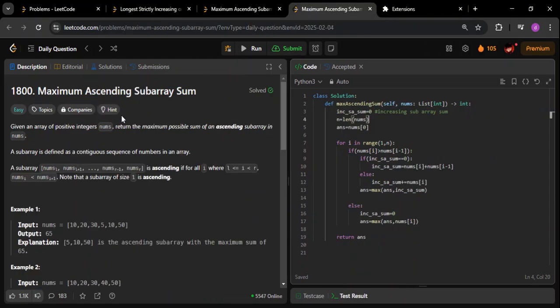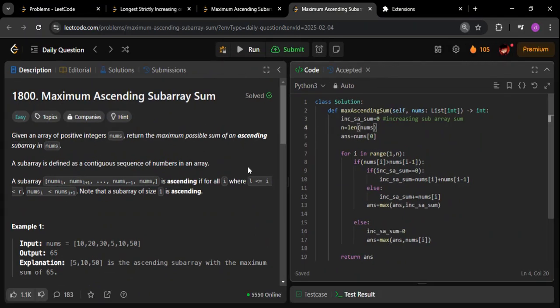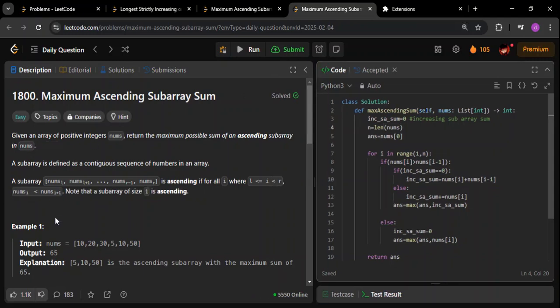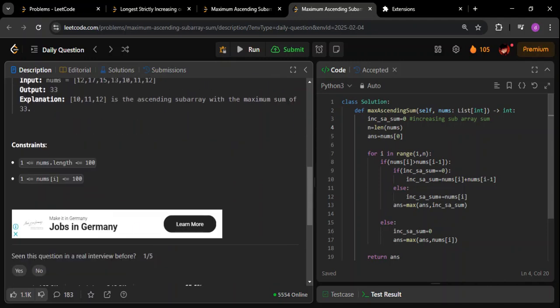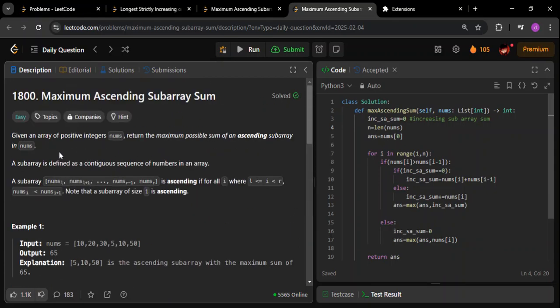Now coming to today's question, see this case. It is 1800, maximum ascending subarray length. Let me quickly zoom in. Let us begin. If you can see, we are given an input array. Before that, let us just see the constraints also. The input that you're going to get is going to be of length at max 100, 1 to 100. Similarly, each of the values in the input is going to be in the range of 1 to 100. Now let us begin the question.